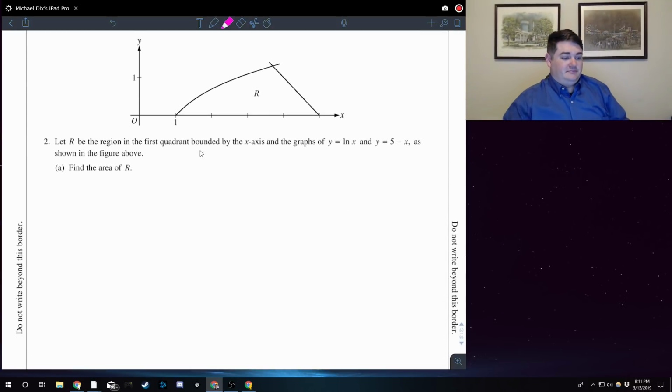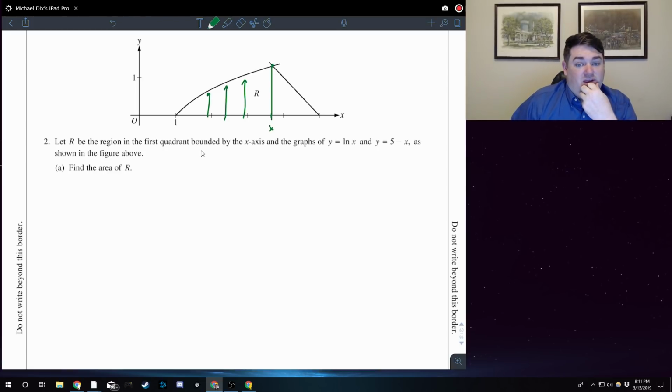Number 2. Let R be the region in the first quadrant bounded by the x-axis, and the graphs of ln x and 5 minus x, as shown below. Find the area of R. So what's problematic about finding this area is the fact that the function you are integrating changes right here. And the question is, what is this x value? So you're going to need to set these equal to each other, use your calculator, store that value. You're going to integrate ln x from 1 to that x value, whatever it is, and then integrate 5 minus x from that x value to, I guess this is 5, right here. And your calculator can do the heavy lifting there.